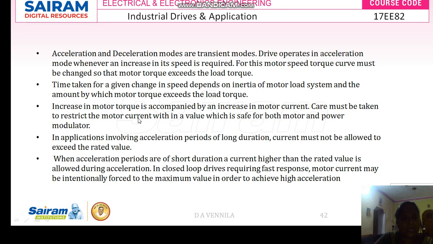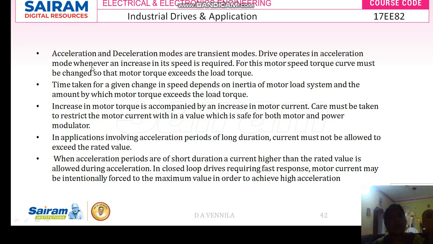Next one is deceleration modes. Deceleration means stopping. The drive operates in deceleration mode whenever a decrease in speed is required.